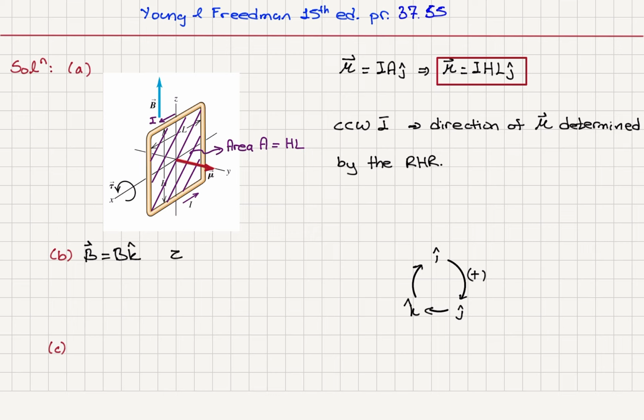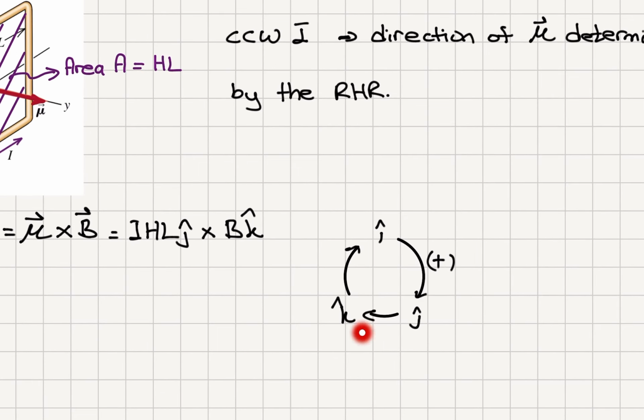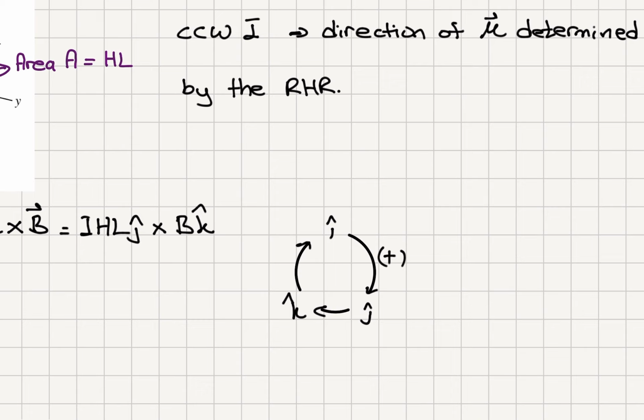The torque the magnetic moment will feel is the cross product of the magnetic moment with the magnetic field, mu cross B. So this will be I h L j hat cross with B in k hat direction. Now what is j hat cross k hat? Now using cyclic permutations here, i hat cross j hat is k hat, j hat cross k hat is i hat. And this is the positive direction. So from the cyclic permutations here, we can see j hat cross k hat is i hat.